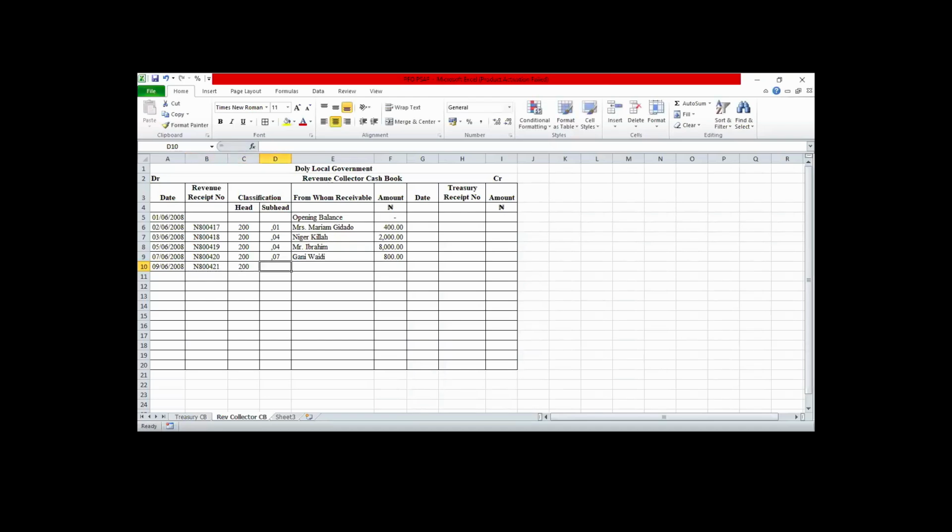Then, this person is Beko Ishola. What does he pay for? 07, court proceeding document. How much does he pay? 1,200.